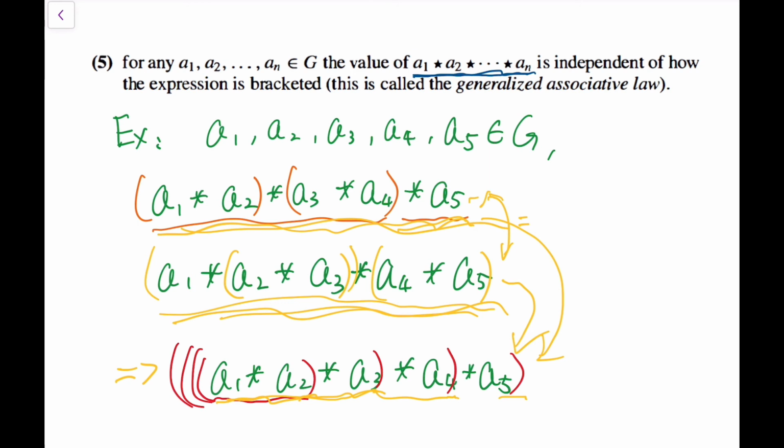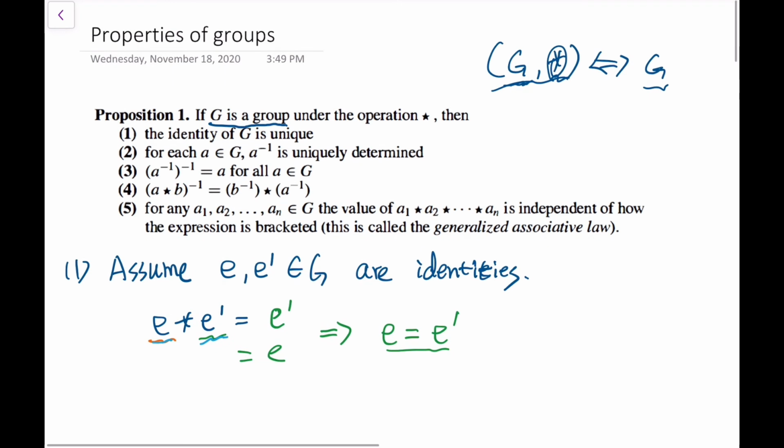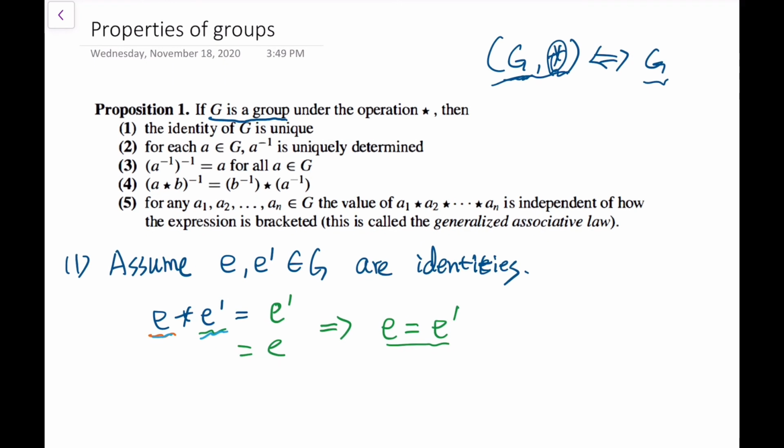Okay, so those are the 5 properties. They are very useful in your calculation about the groups. So you can do some practice on those properties and get familiar with it.